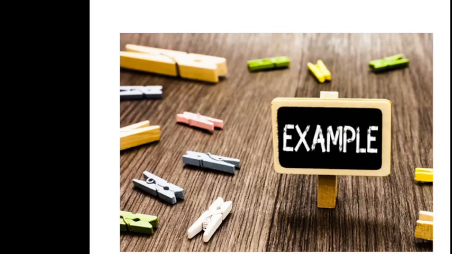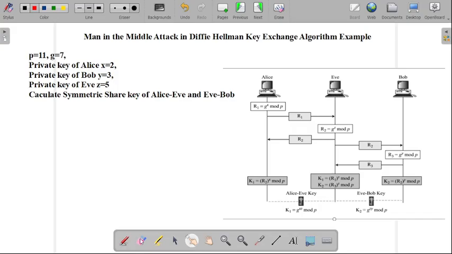Now let's begin with the examples. In the given example, the values of P and G are given. The private keys of Alice, Bob and Eve are given, that is X, Y and Z.